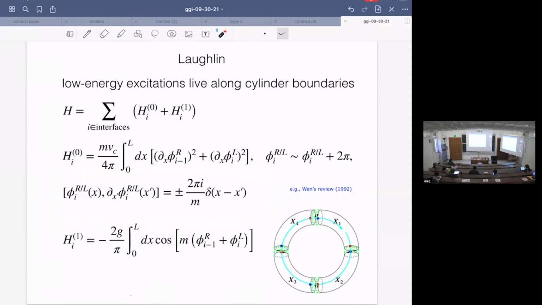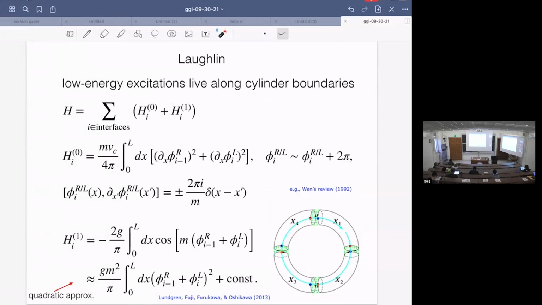This theory, just a collection of such theories, describes a bunch of decoupled cylinder states. Now I want to couple them together to form a torus, and the interaction I'm going to add is something that tunnels an electron between these two edges. That's accomplished by this cosine operator. And the claim is that when I add that perturbation, I get the torus state.